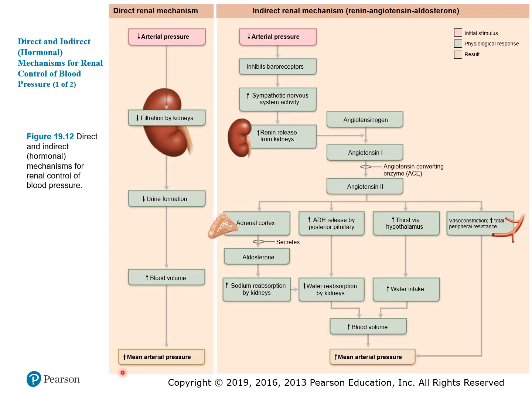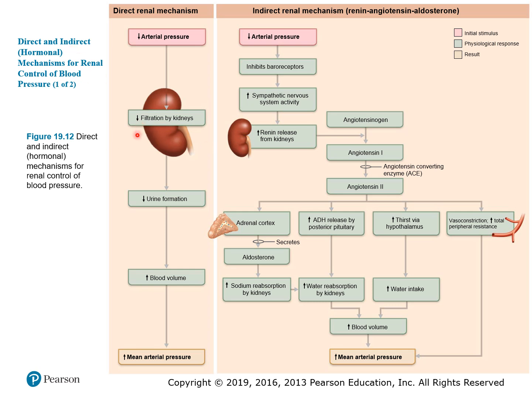So this chart nicely summarizes the direct renal mechanisms and the indirect renal mechanism. Let's go over it. When the arterial pressure is low, it means the blood pressure is low, and filtration by the kidneys is low. What is filtration? Filtration is when blood passes through the kidney, and some fluid is filtered into the renal tubules to be made into urine. So this is known as filtration in simple words.